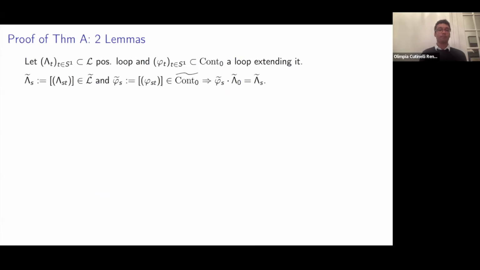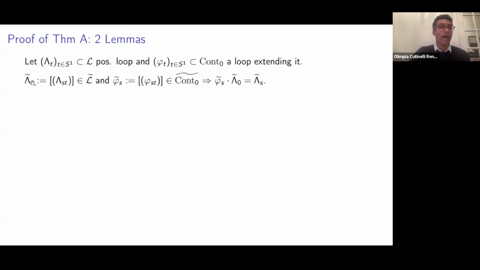Okay, so now just the idea of the proof of theorem A. Theorem A is the construction of an unbounded distance. Just to recall the hypotheses of theorem A, or some of them at least: you take a positive loop of Legendrians, lambda t, and then you take a loop of contactomorphisms that extends it. This loop of contactomorphisms does not have to be positive everywhere, but it exists. You take a loop that extends it.